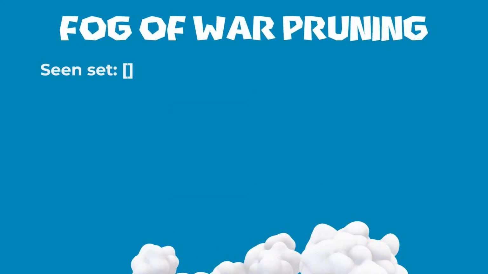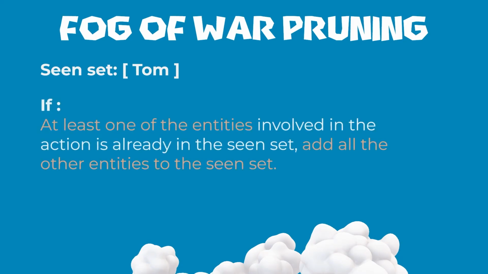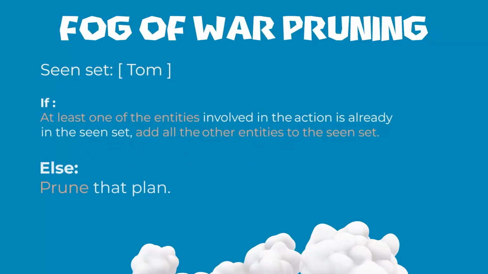For fog-of-war to work, we introduce a scene set, and we initialize the set with the protagonist or the protagonists of this story. And the fog-of-war algorithm will work like this. When the algorithm is evaluating an action in a plan, it looks at the entities involved, and if at least one of the entities involved in the action is already in the scene set, we add all the other entities to the scene set. Otherwise, it will prune that whole plan that the action is involved with.